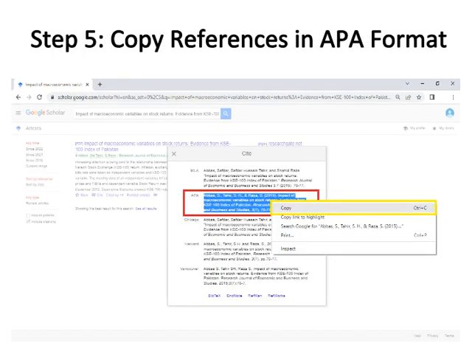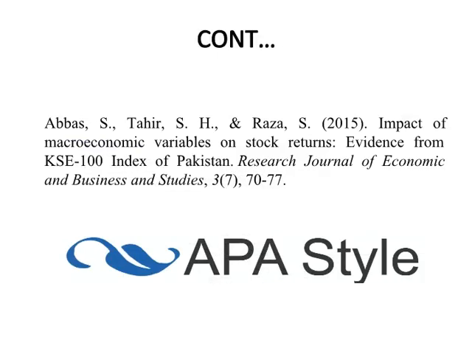In step 5, copy the reference in APA format and paste it in MS Word. The APA format reference is highlighted when copied in blue color and bordered with red color, and Copy is bordered with yellow when you right-click after selecting references for copying in APA format. Here you can see how you get an APA citation from the Google Scholar academic search engine, and you can copy it in MS Word.